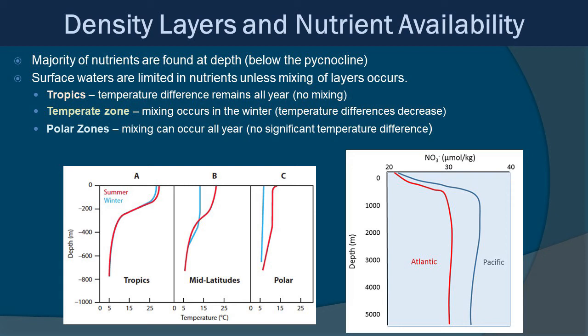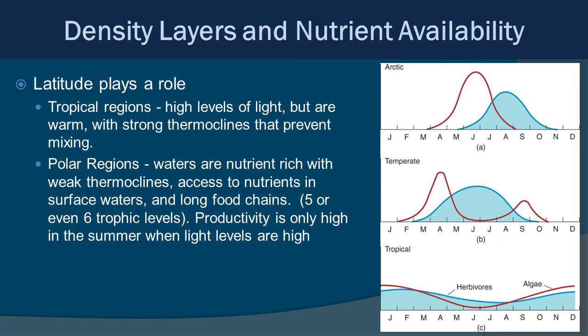On the right, you'll see a graph that shows nutrient availability and nitrogen, essentially. And in the surface waters, you'll notice both Atlantic and Pacific, it's a much lower concentration in the surface waters, and as you go deeper, the concentration increases. So we know that latitude plays a big role, just like we talked about. So in tropical regions, even though we have a lot of light, the water is very warm at the surface, and so there's strong thermoclines that prevent that mixing. And you can see that in the diagram on the bottom right.